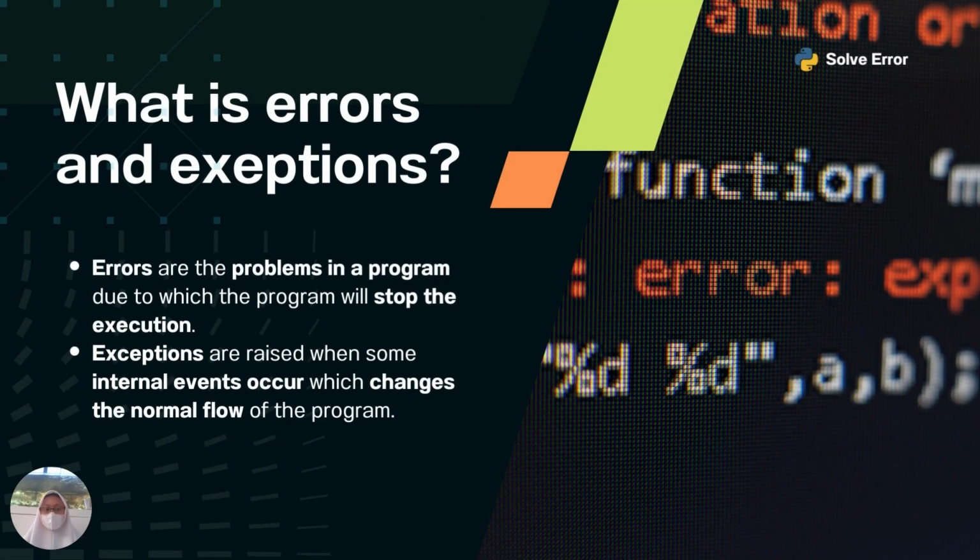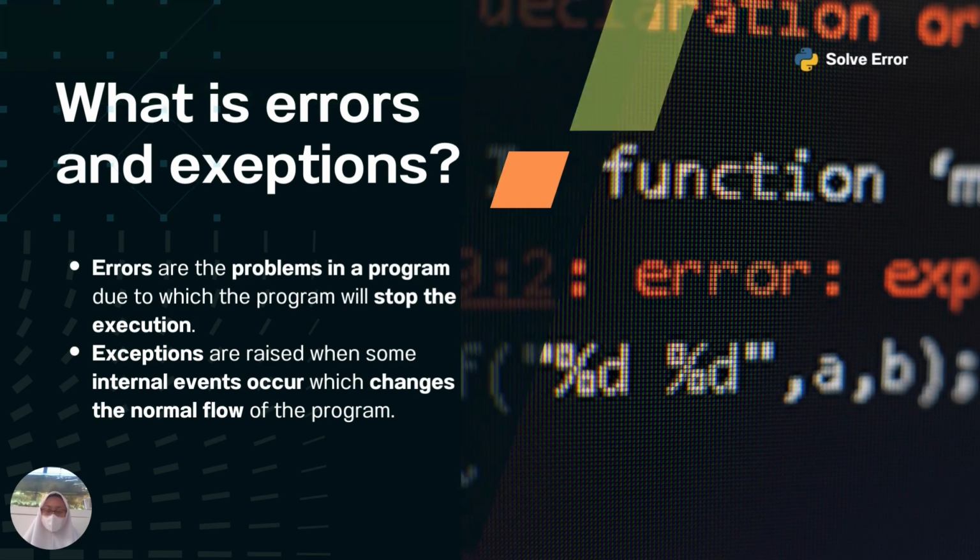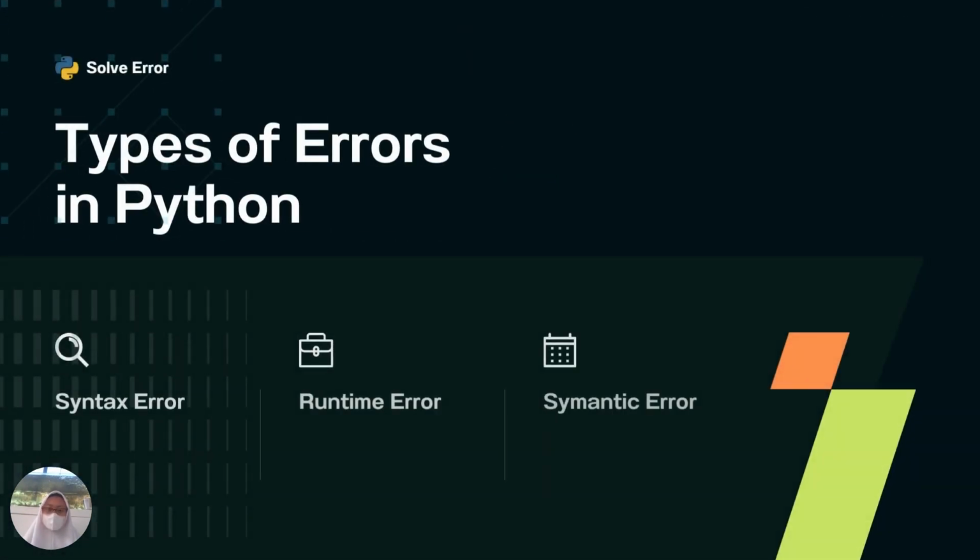So what are errors and exceptions? An error means a problem in a program due to which the program will stop the execution. An exception is raised when some internal event occurs which changes the normal flow of the program. Next, types of errors in Python. There are three: first is syntax error, the second one is runtime error, and the last one is semantic error.